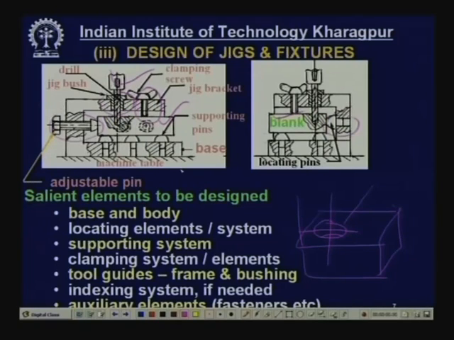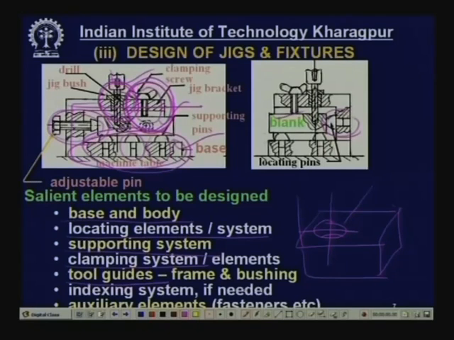So, what are the basic elements involved and need to be designed? First, the base of the total fixture has to be designed, which has to be strong and rigid, and the body. Next are locating systems or elements, this one and this one, which also work as locating in respect of the jet direction. Then supporting systems, which have to be properly designed. Then the clamping system, which has to be designed. And then tool guides, this is the tool guide with the bush.